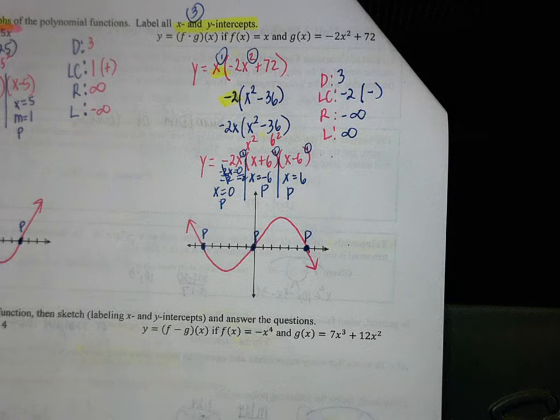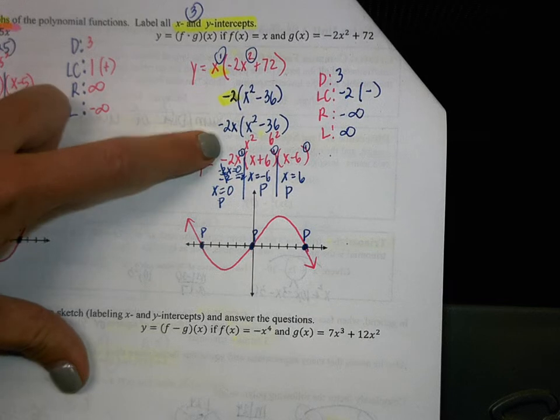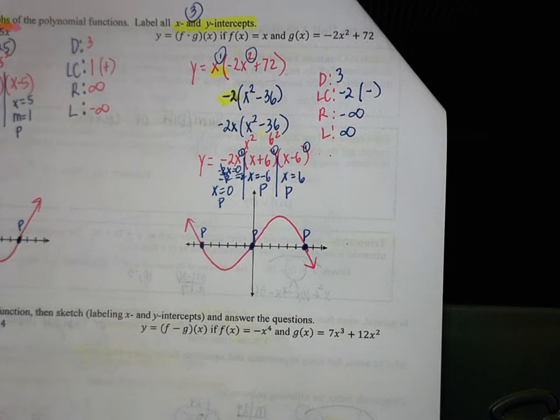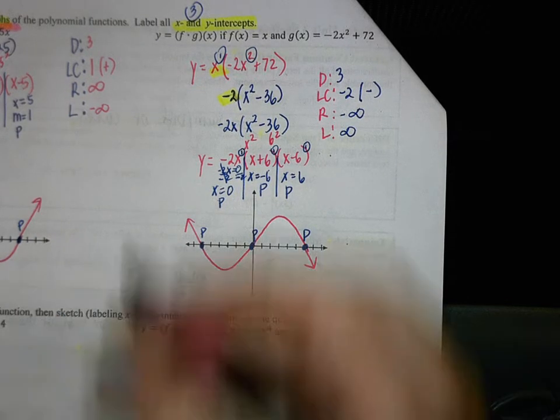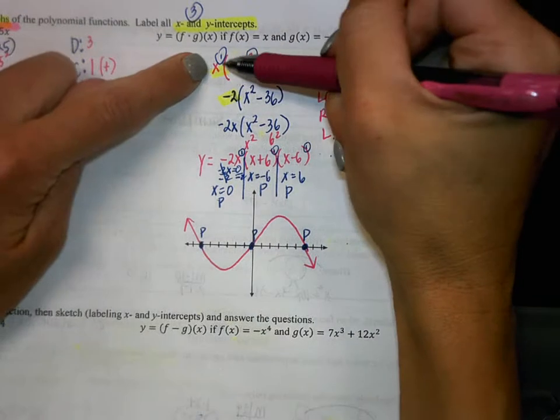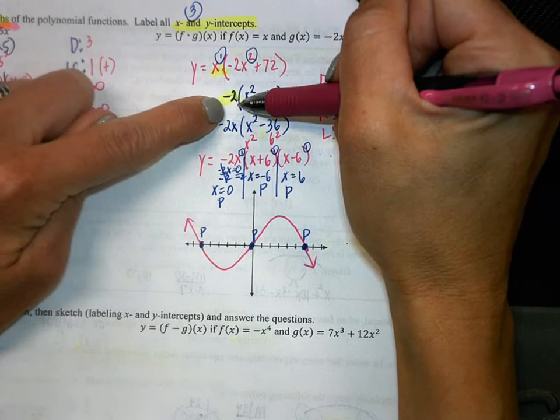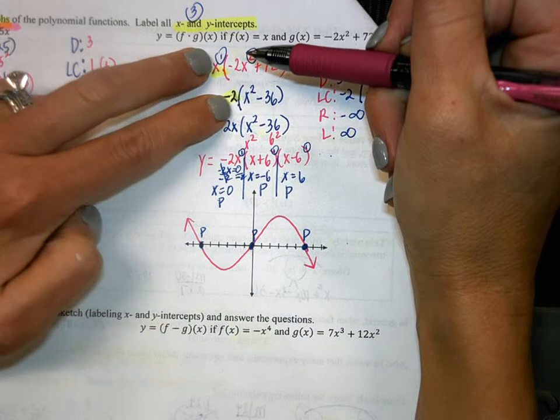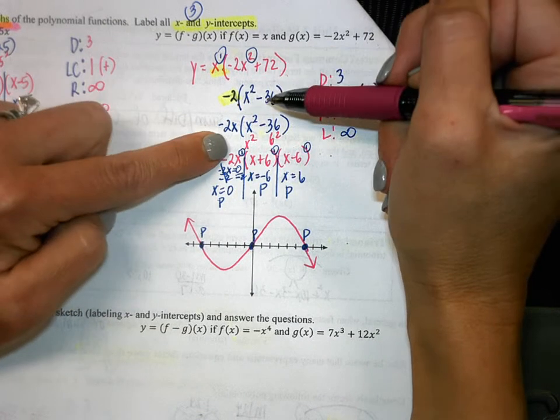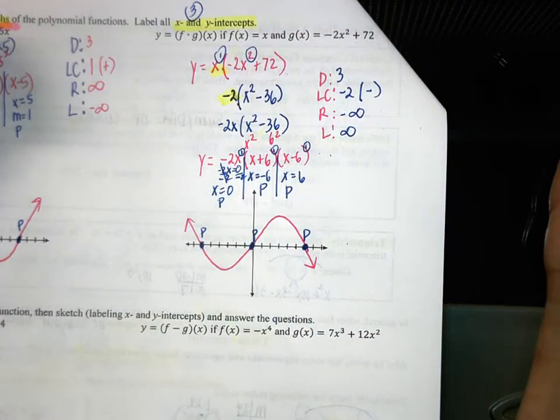Yes? From step 2 to step 3, how did you get negative 2x but still have x squared? So, do you see how we already had this? It was like a GCF here, and then we took out another GCF. And so anytime you have two GCFs that you end up taking out, you just multiply them together. So we're just putting them together. All right, yes?